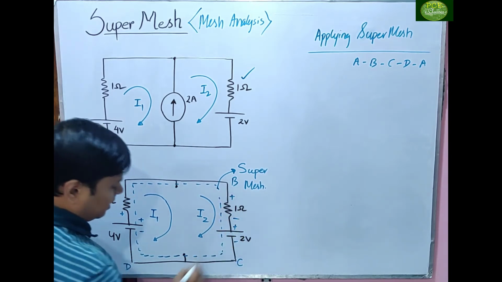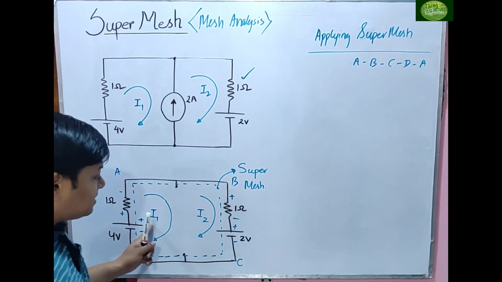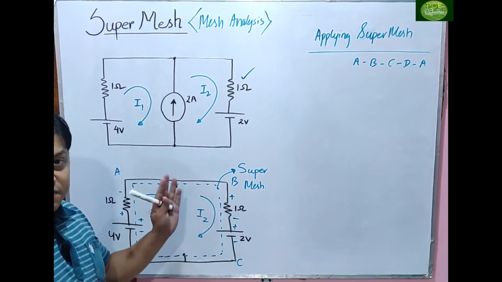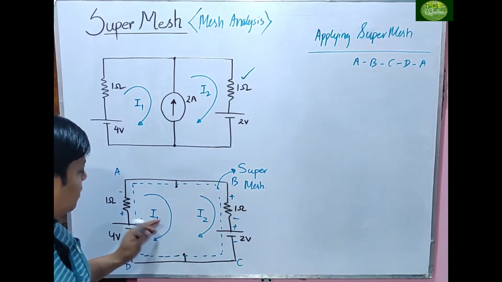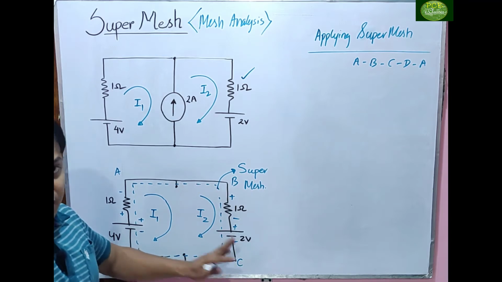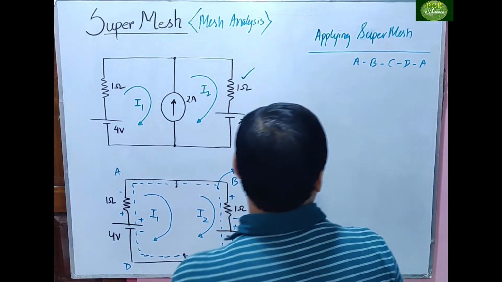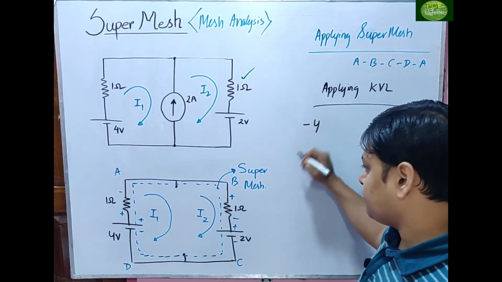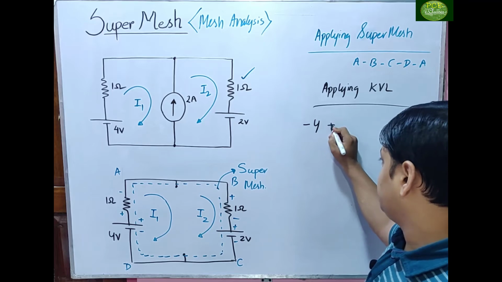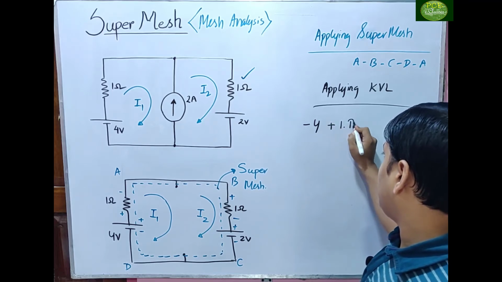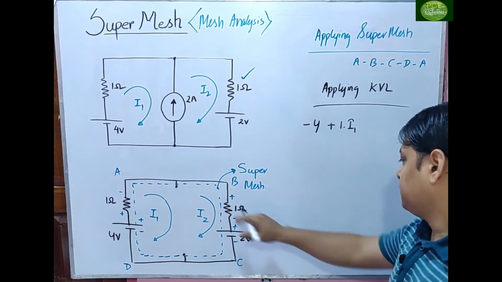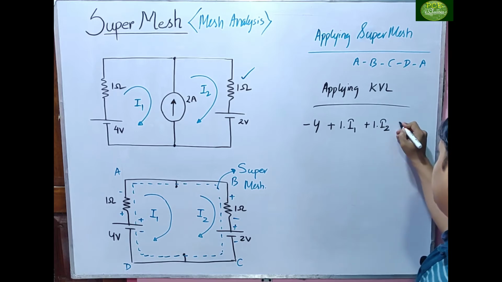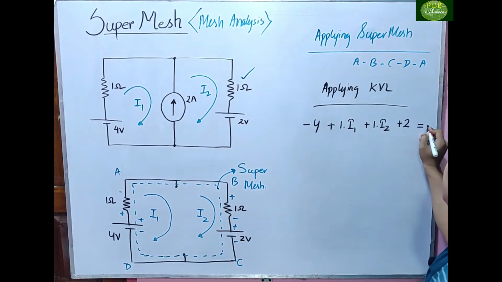This is positive, negative. Now the respective mesh currents you have to consider, as per the mesh analysis. You have to consider I1 for this part, I2 for that part. Let me write down the KVL equation. So what will I write? -4 plus 1 into I1 plus 1 into I2 plus 2 equals 0.